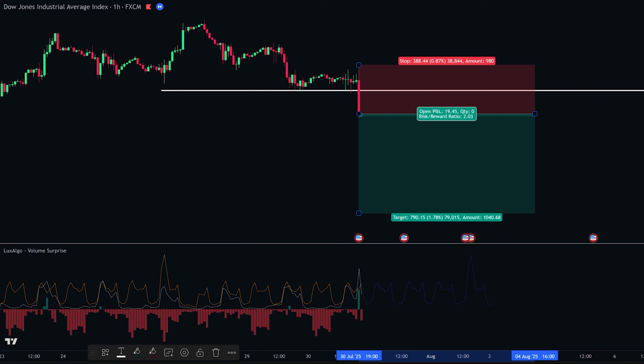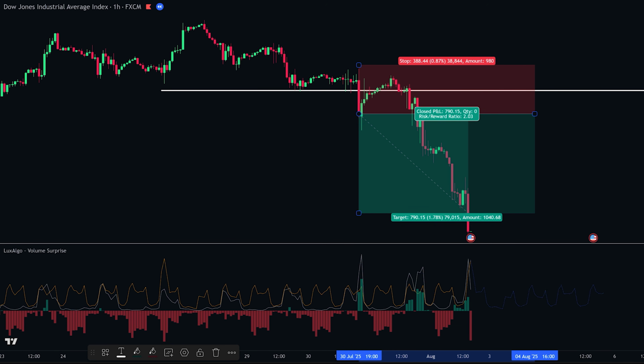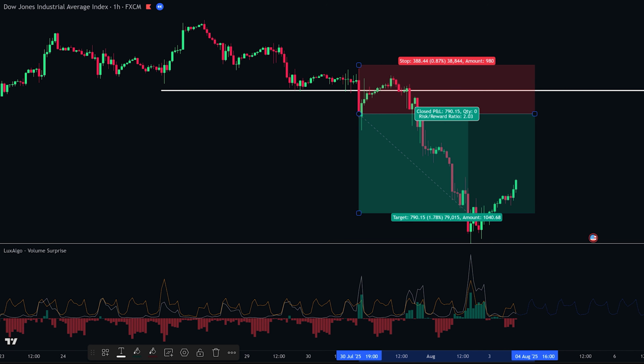This setup is most effective during high volume sessions like the London or New York Open when large participants enter the market.